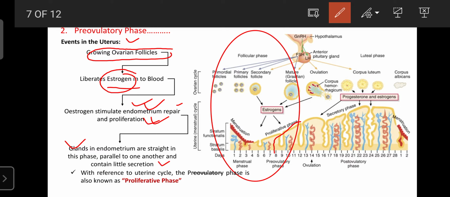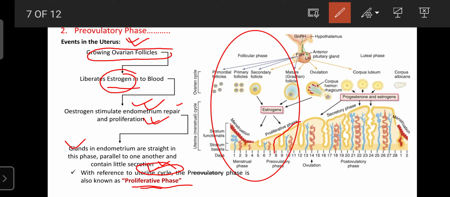With reference to the uterine cycle, the pre-ovulatory phase is also known as the proliferative phase. If we discuss the pre-ovulatory phase in the uterus, it is known as the proliferative phase. Proliferation means multiplication of cells, or development or repairing of that particular part, which creates a favorable environment for the new phase. That's why certain changes occur in the uterus, and with reference to the uterine cycle it is known as the proliferative phase.